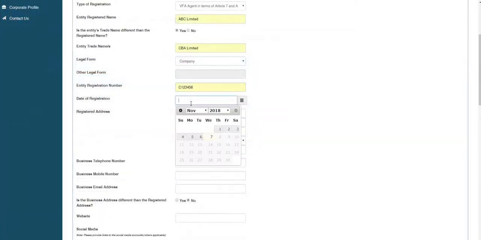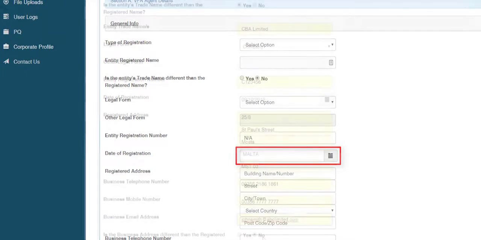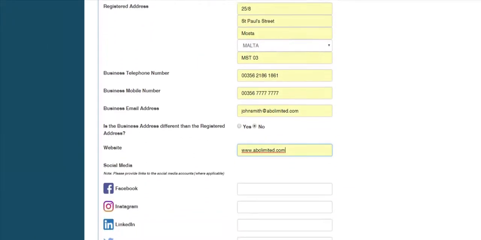The applicant may still proceed with the application should the entity be still in formation. This may be done by inserting NA for the entity registration number and by leaving the registered date blank. In this case, the general details of the applicant should be understood as being proposed details. These would then need to be updated once the MFSA issues its in-principle approval, upon receipt of which the applicant shall proceed with the incorporation or registration of the entity.